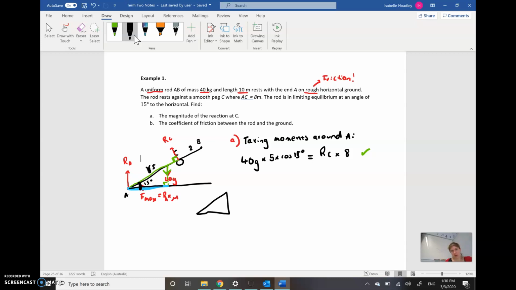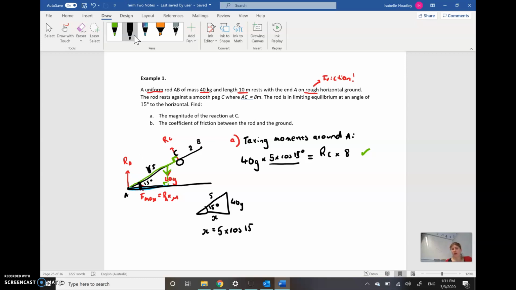Here's your triangle. Okay, there's your 40G. There's 15. There's 5, because it's 5 meters halfway along the rod. We're trying to find this side here. So that's hypotenuse, adjacent, 15. So we're going to do x equals 5 times cos 15. Okay, and that's how we end up with that in our equation.